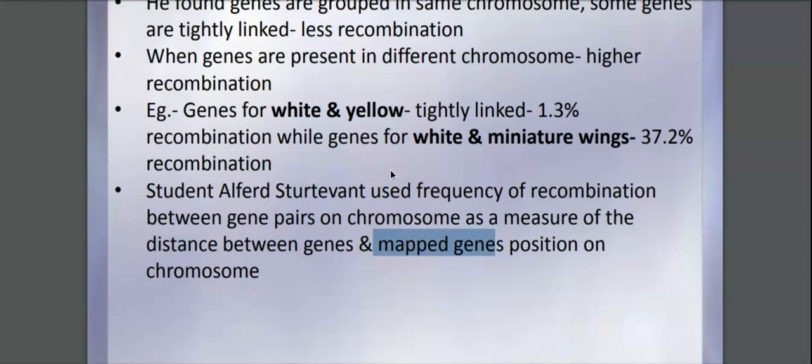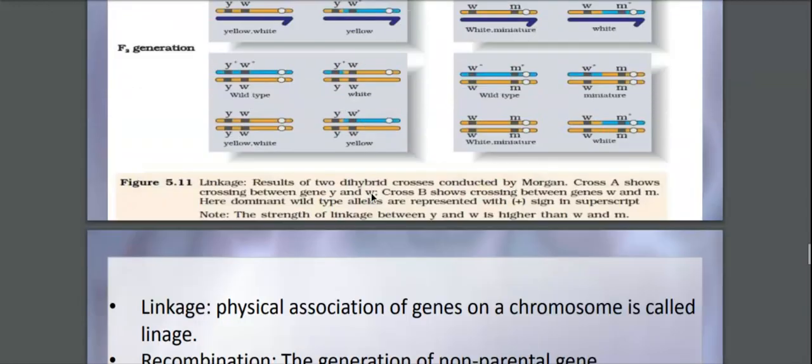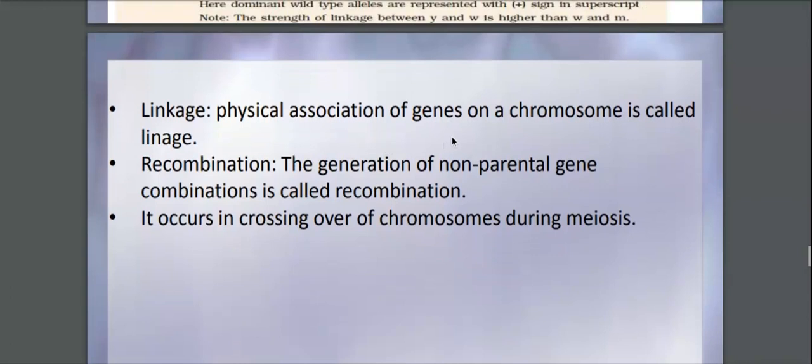With this we finish Morgan's experiments. We have also looked at these two terms, linkage and recombination. Just to sum up, what is linkage? You have to know the physical association of genes on a chromosome is called linkage. What is recombination? The generation of non-parental gene combinations is called recombination, and it occurs during meiosis. So you have to know these three things: Morgan's experiments and the terms linkage and recombination. And when is the recombination frequency higher? If the linkage between the genes is loose. But if it is a tighter linkage, then you have less possibility of recombination.